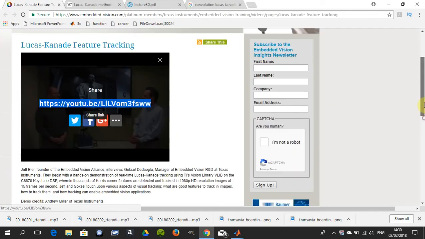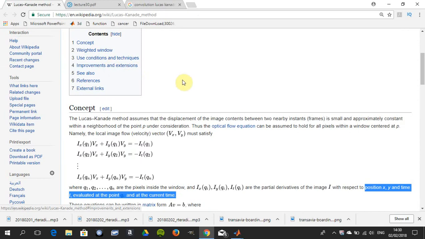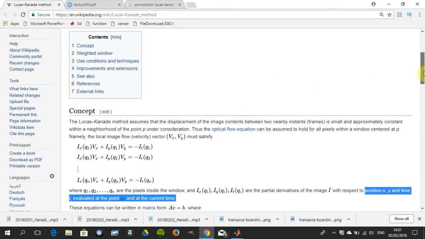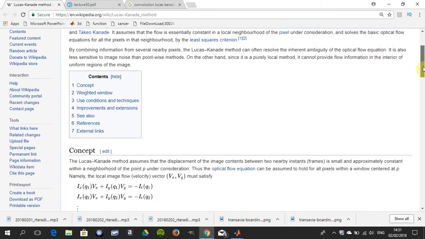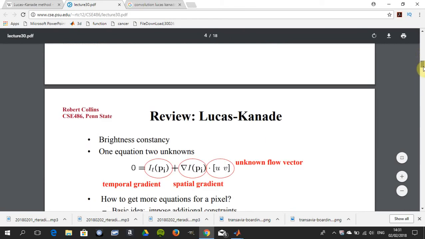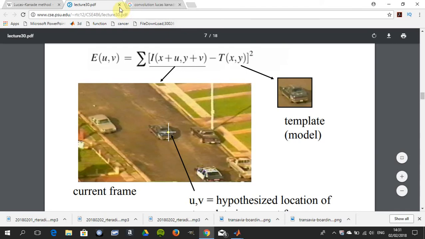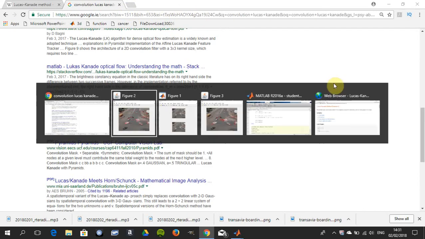Next thing, if you want to know some idea how Lucas-Kanade works, this is as good as any, embedded vision, Lucas-Kanade feature tracking. There's Wikipedia. I'm going to leave that up because I'm going to refer to that when we're looking at Jiwan's code. And then if you want to look in detail, there's Robert Collins from Penn State, and he gives a very detailed step-by-step breakdown of Lucas-Kanade. So I'm not going through it step by step. Okay, and we use convolution, so let's just look at the code here.